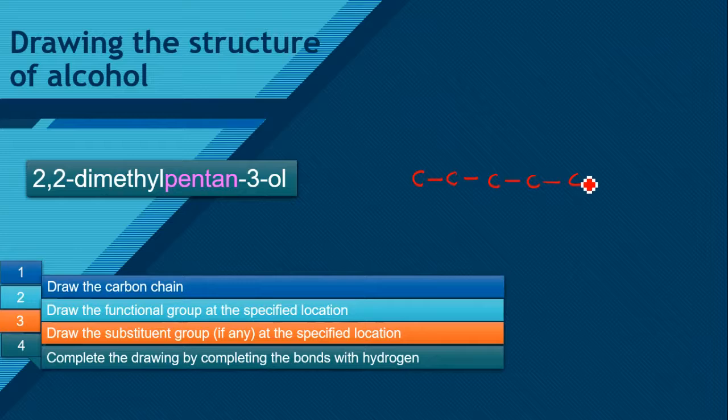Draw the carbon chain, and then draw the functional group at the specific location. The functional group is located at carbon number 3. When you draw, you can specify the numbering of your carbon chain. If you have the hydroxyl group, make sure that you draw the bond between oxygen and hydrogen. You cannot draw it simply like this. This is considered inaccurate, because you do not show the bonding.